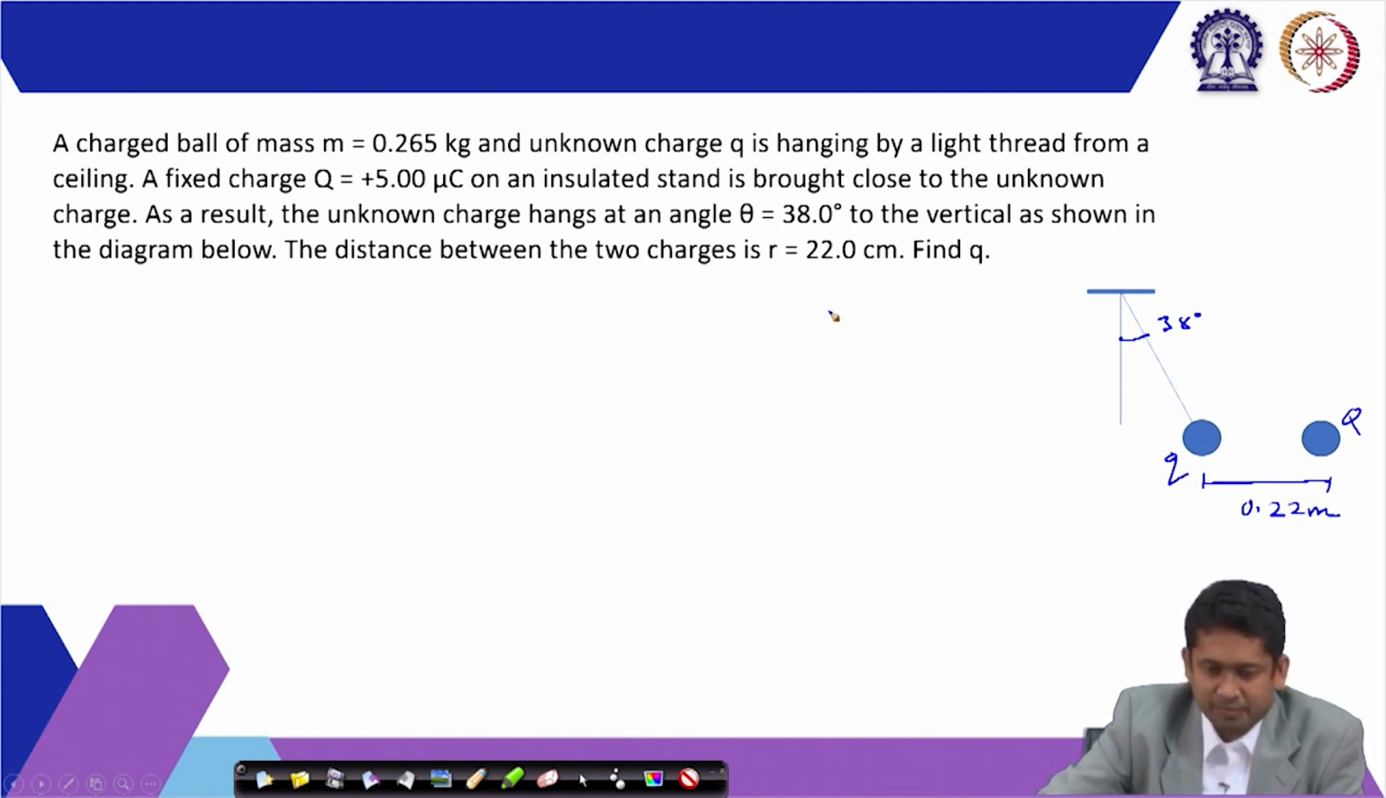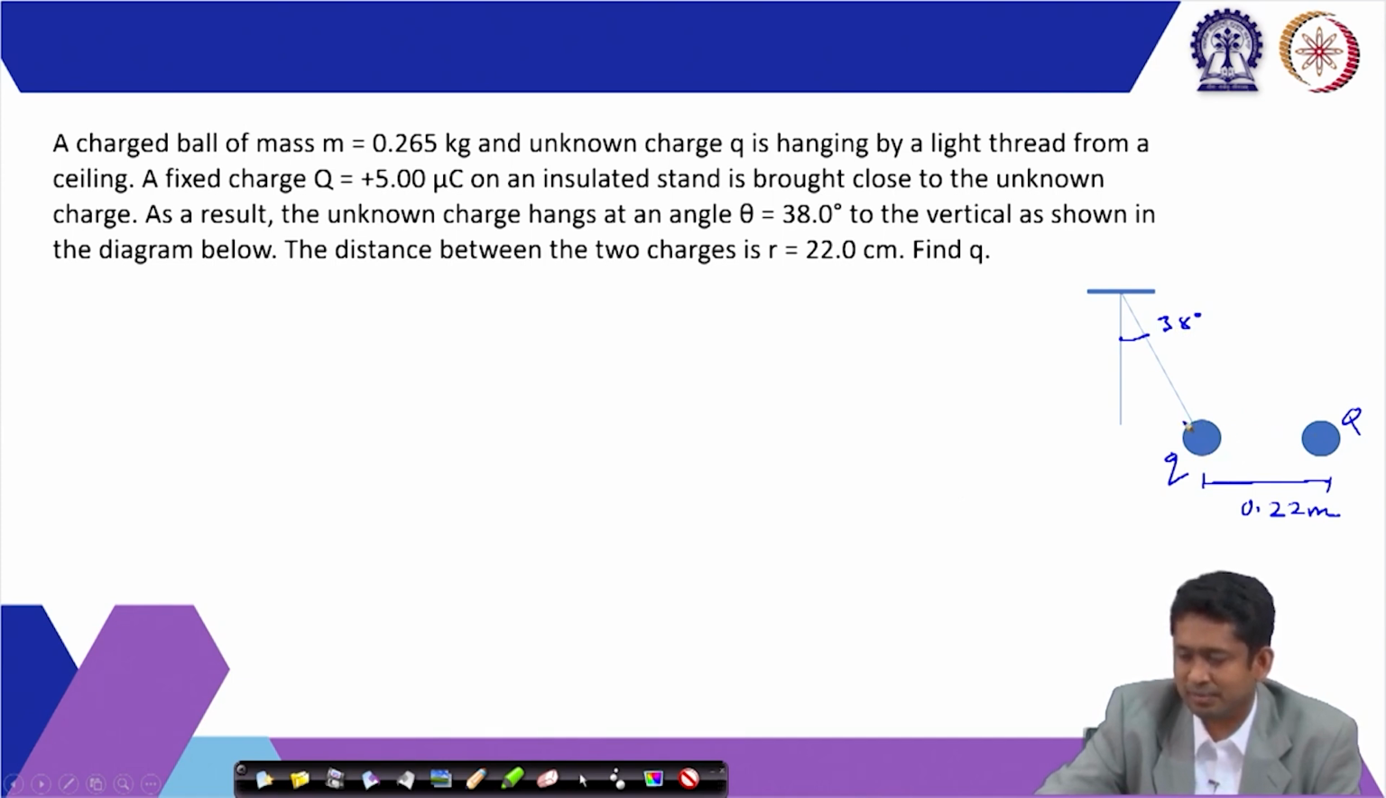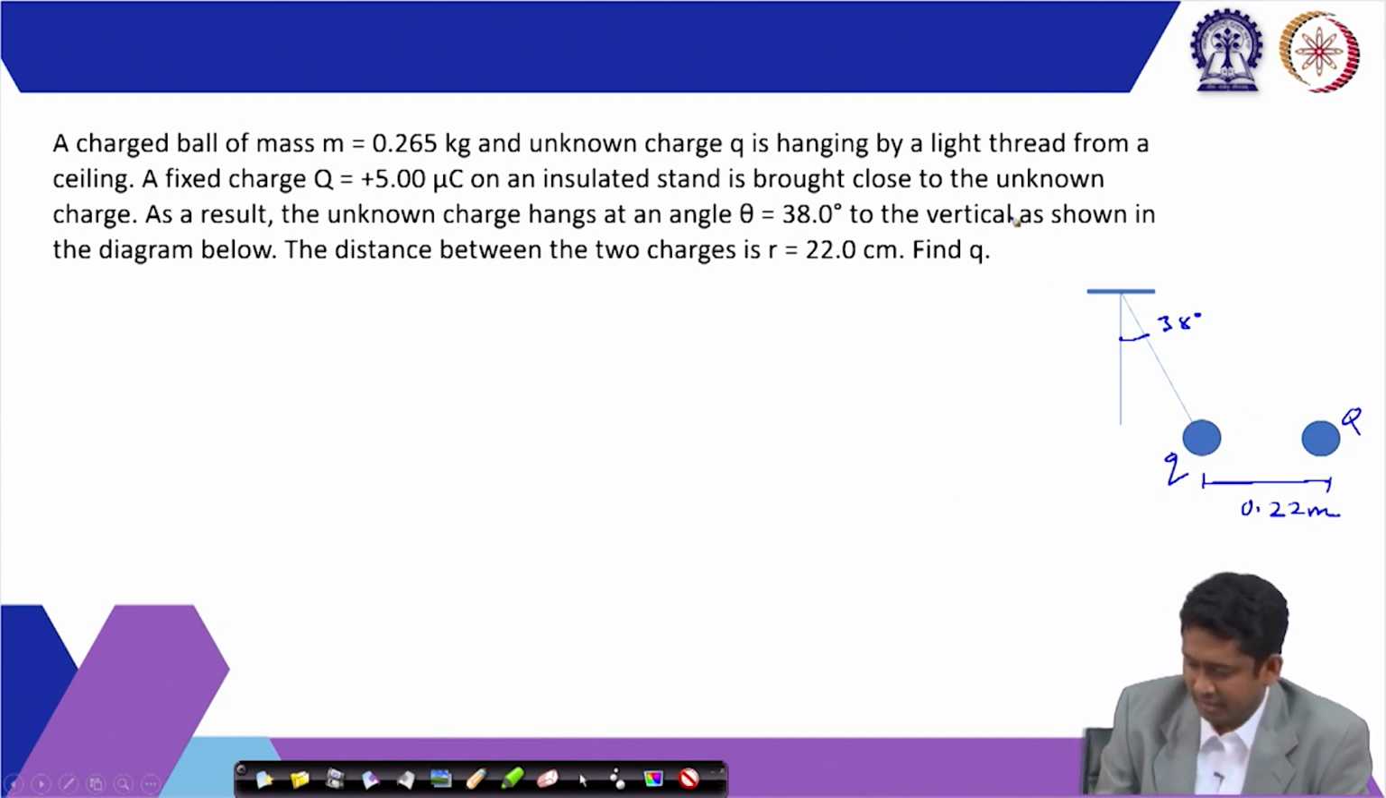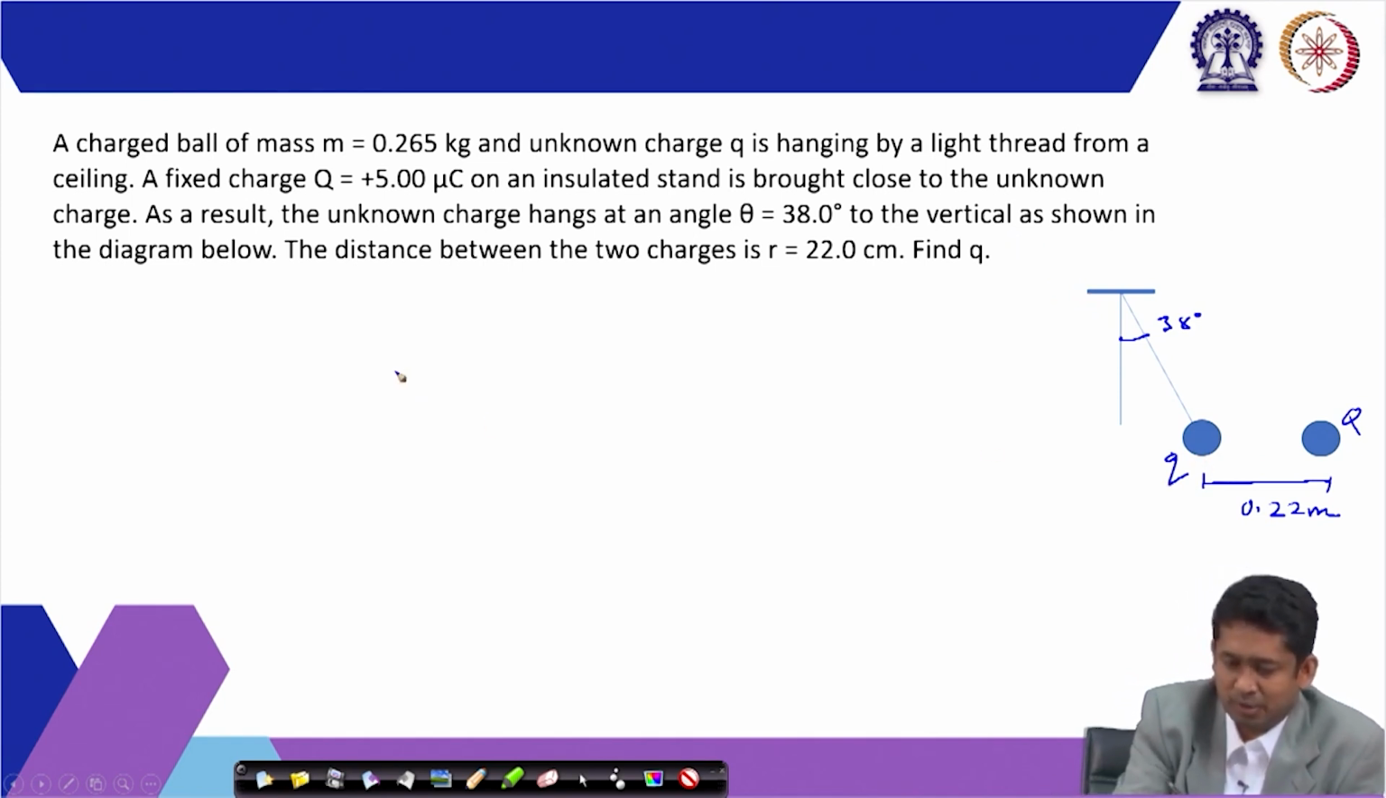First of all, because this charge has come closer, and capital Q is positive, small q should be negative, then only it will come closer to it. So, small q is a negative charge, and at this position we have to find out the force. If I draw the free body diagram of this small q, it looks like this.